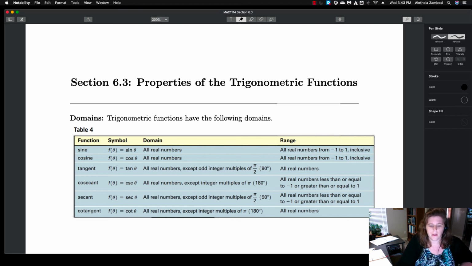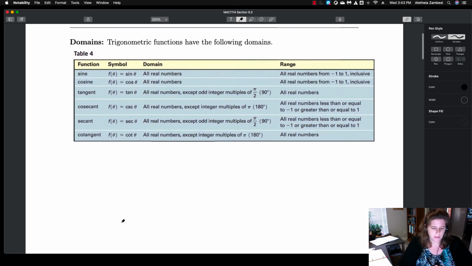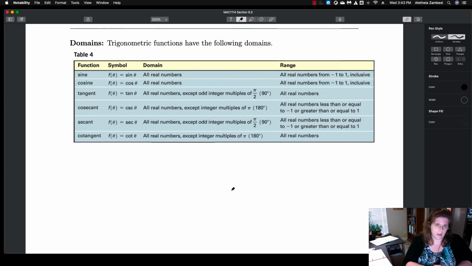Hey everyone, today we are going to meet regarding section 6.3, properties of the trigonometric functions. Today we're going to discuss some of the relationships that I've alluded to over the last two videos between some of the functions and some of what are called the fundamental identities. First, before we go into identities, I want to talk about the domains of the trigonometric functions.